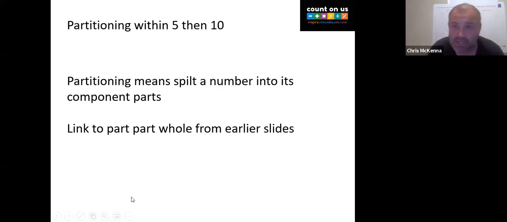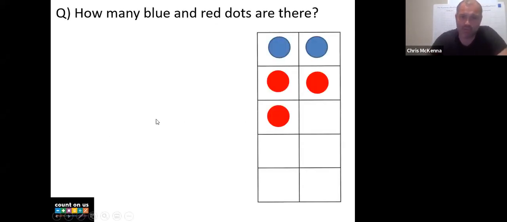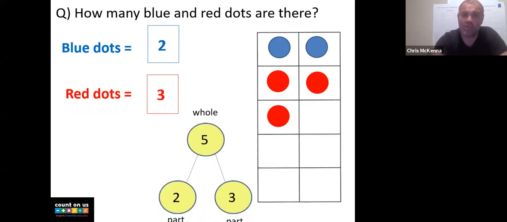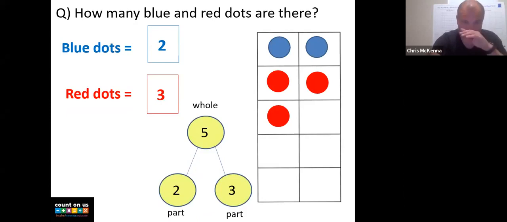Partitioning, what does partitioning mean? Partitioning basically means splitting a number into its component parts, and it's linked to the first kind of slides we were looking at earlier on. Like 8 is made of 5 and 3 and so on. So let's look at a wee bit more of this here. So how many blue dots are there? How many red dots are there? So what we're doing is we're partitioning 5 into 2 and 3 here.